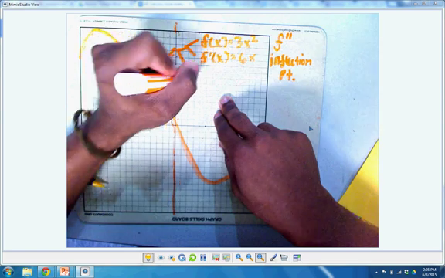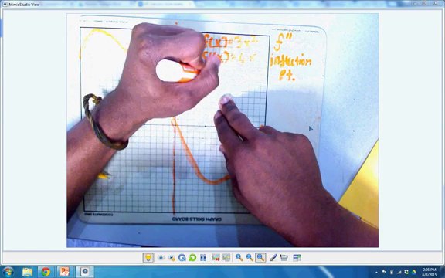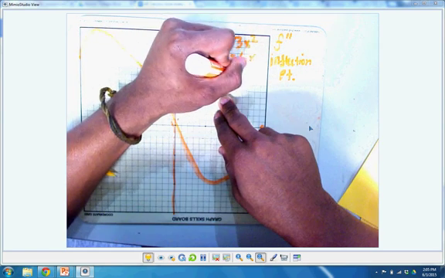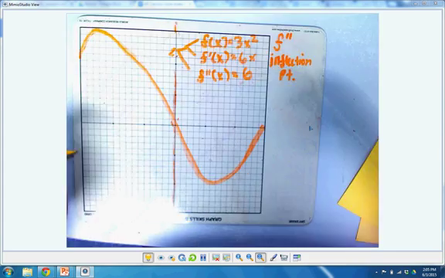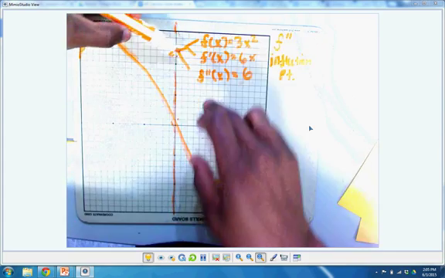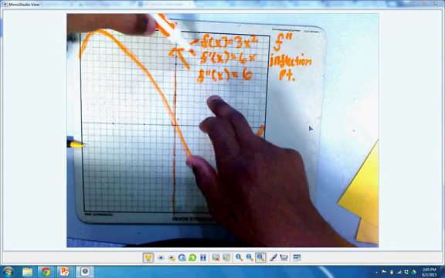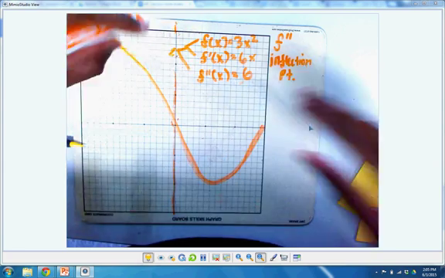So f double prime of x in this context would be the constant rule, which is going to be 6. So that's just essentially taking the derivative of this twice. As you can see, we go from f of x to f prime of x to f double prime of x. And that's basically what that is.